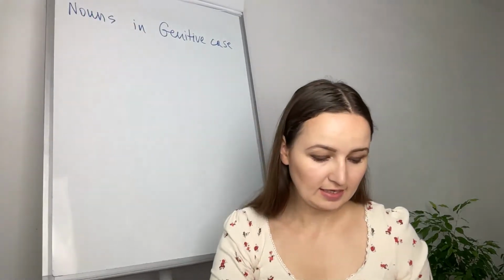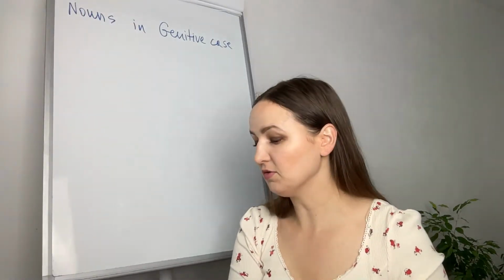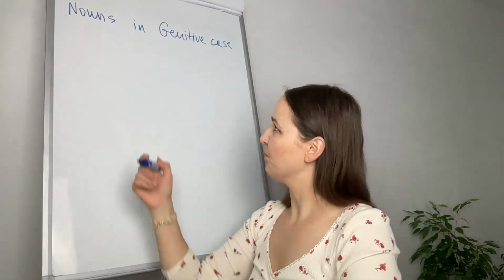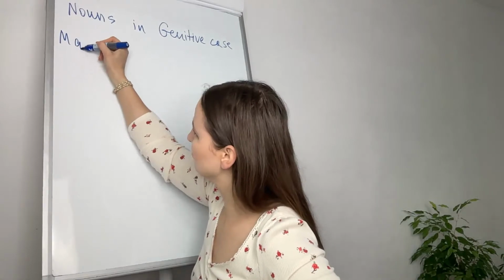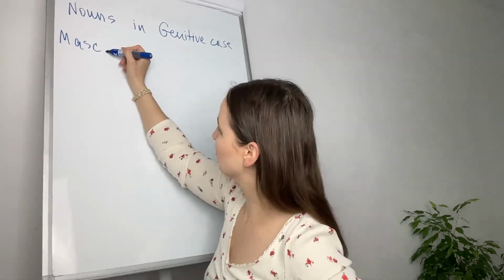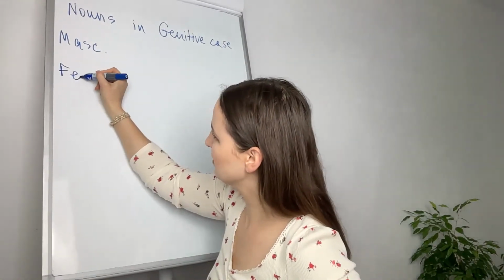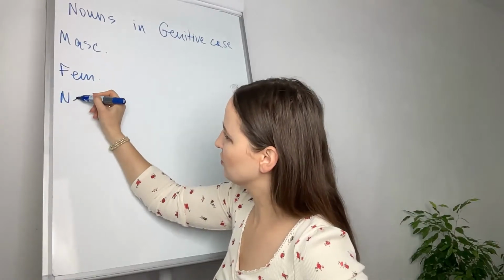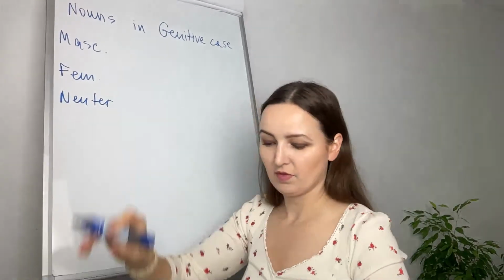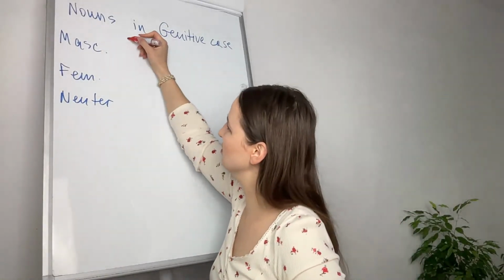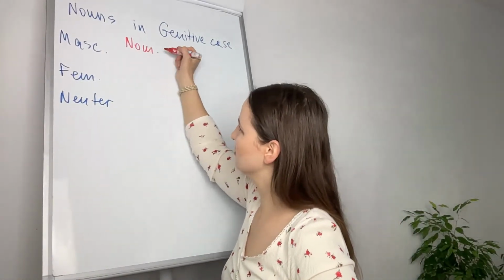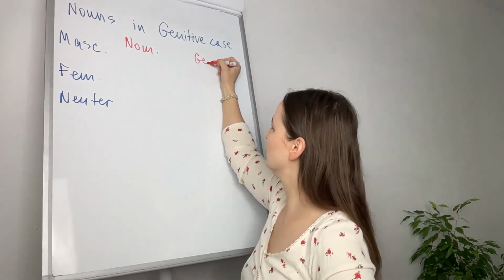Genitive case. Родительный падеж. Nouns in genitive case. So, here we will have masculine endings, feminine, and neuter. Here we will have nominative to compare nominative case and genitive.